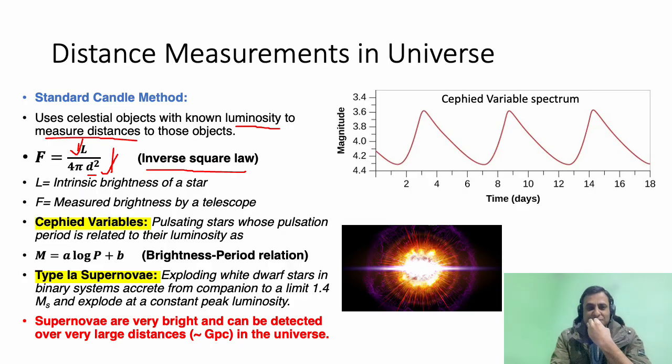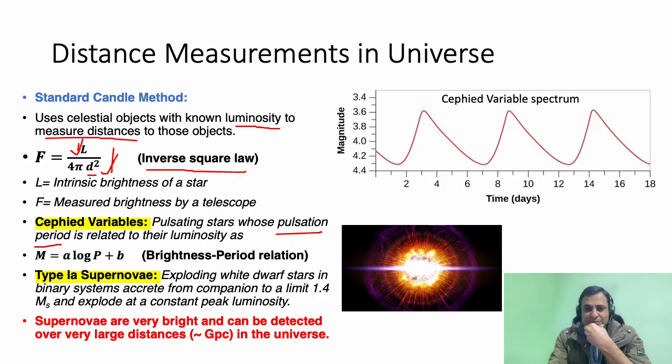So the first candle that we use is called the Cepheid variables. They are actually pulsating stars whose light follows kind of a wave, and because they follow a wave, you can calculate the pulsation period, the time period of the pulse, and there is a specific relation that relates the period and the brightness, or let's say the luminosity in this case.